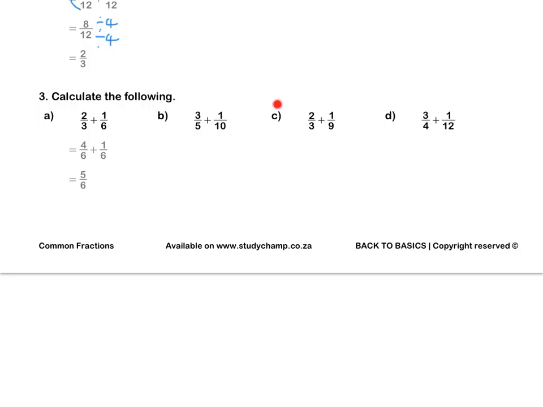Let's do question C together. Get out your pens and write with me. The lowest common denominator is 9. Now 3 times 3 is 9. Therefore, 2 times 3 is 6. Plus 1/9 is 7/9. Press pause to complete the rest of question 3 by yourself. When you are done, use the memo to mark all your answers on this page.